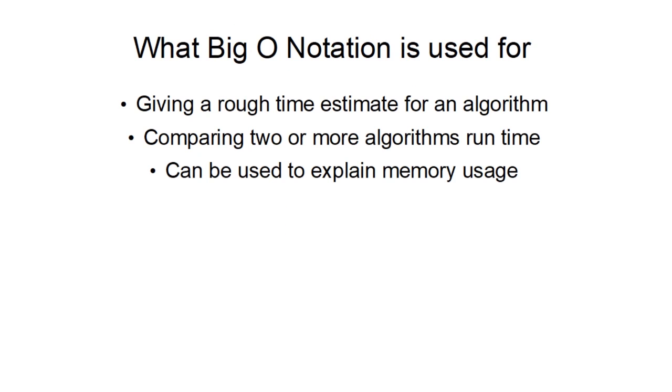So, what is big O notation used for? Well, it's mainly used for giving a rough time estimate for an algorithm. Along with that, comparing two or more algorithms. It can also be used to show memory usage for something.